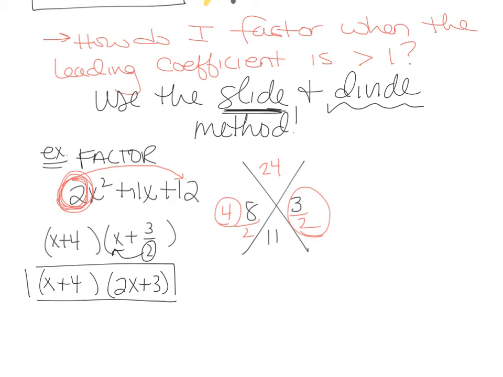Slide and divide method only works when you have a number in front of x squared that's greater than 1. You slide it to the back, that's the number on the top. The number in the middle stays the number in the middle. You find those factors, and then you got to divide by whatever number you circled is. That's why I circle it, so you remember to also divide. You're going to always forget to divide.